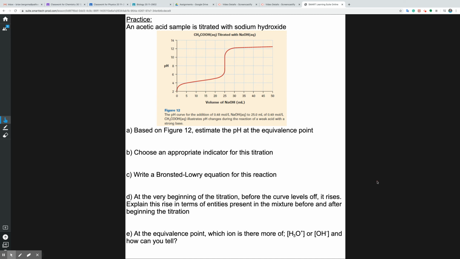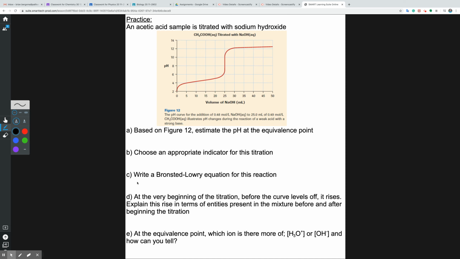Write the Bronsted-Lowry equation for this reaction. For that, you're finding your strongest acid and your strongest base. If you write down all your entities, you have acetic acid, Na+, OH-, and water. So your strongest acid is acetic acid, and your strongest base is OH-. I'll see if I can write it out here.